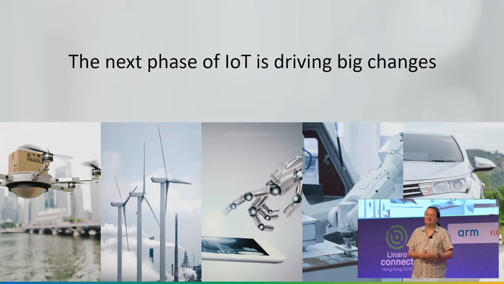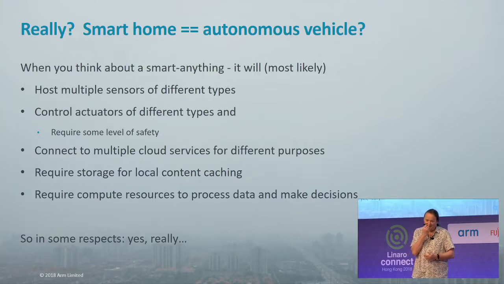But actually, a lot of these collections of devices from smart cities, smart homes, smart factories, share a lot of the attributes of the autonomous vehicles. So when we think about a smart anything, it will most likely host multiple sensors of different types, control actuators of different types, connect to multiple cloud services for different purposes, require storage for local content caching, and compute resources to do stuff with that data. So actually, it's not really that different to what you think about when you think about an autonomous vehicle.